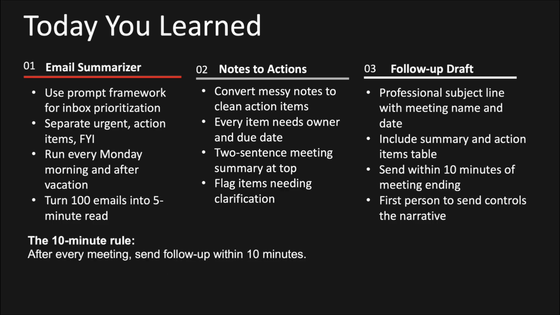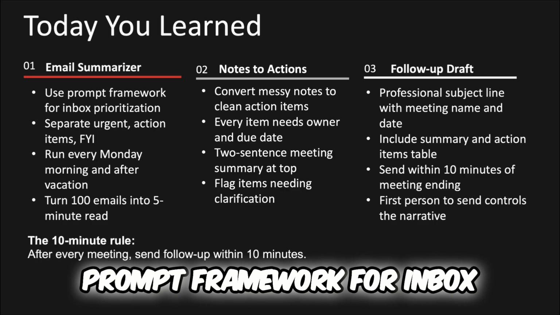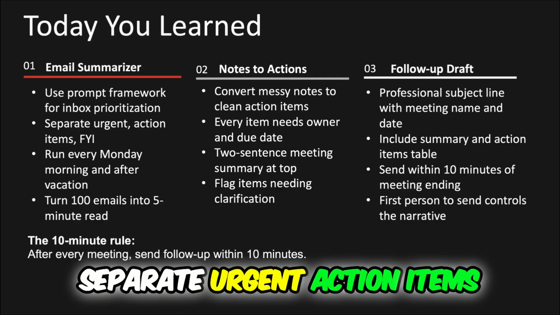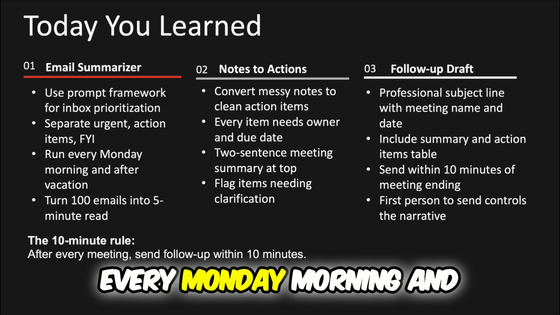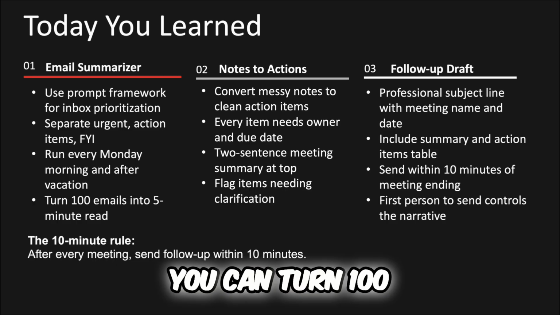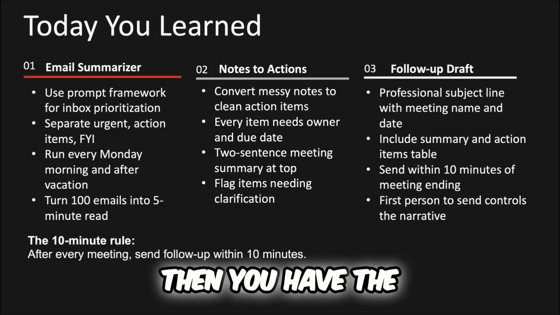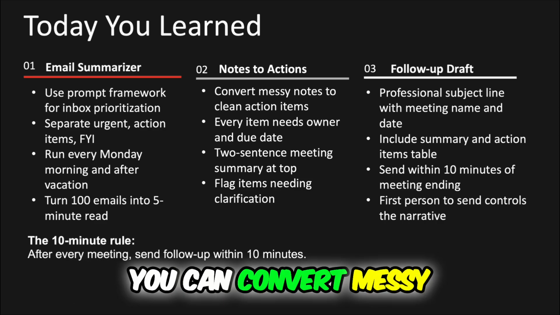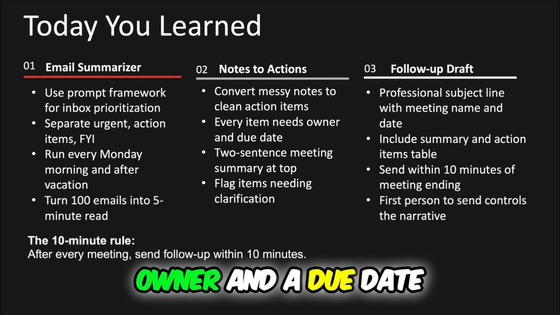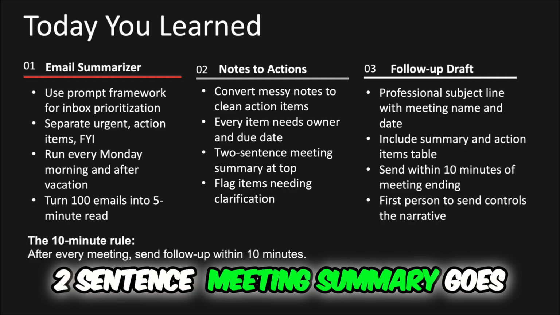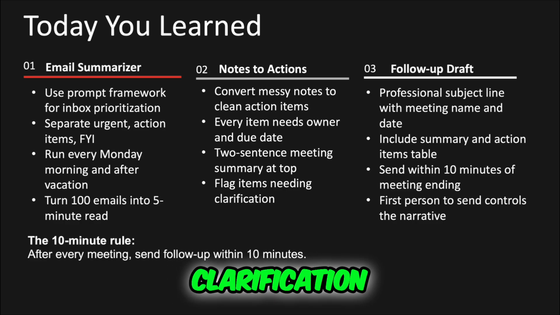Here's what you learned today. You learned the email summarizer, how to use the prompt framework for inbox prioritization, separate urgent action items, and FYI. You can run this every Monday morning and after vacation. You can turn 100 emails into a 5-minute read. Then you have the meeting notes action tracker. You can convert messy notes to clean action items. Every item needs an owner and a due date. A 2-sentence meeting summary goes at the top, and you can flag items needing clarification.